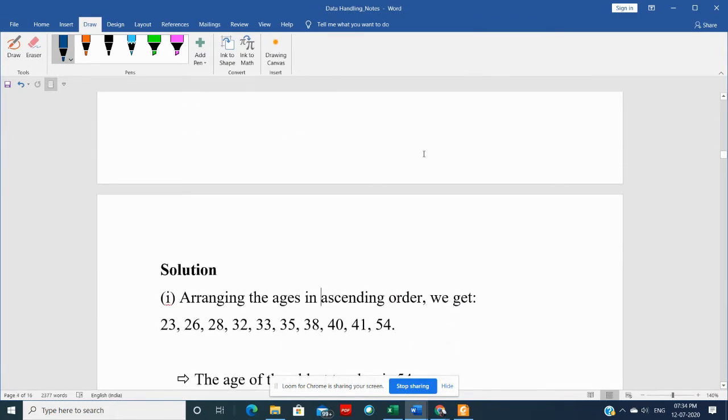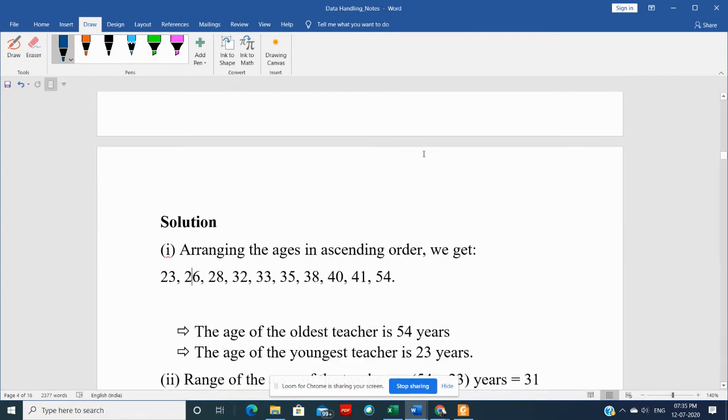So here I have arranged them in ascending order. By arranging them in ascending order, I've got these numbers. See, why ascending order? Because I can easily find out the lowest value, that is 23, and the highest value, that is 54. So it becomes very easy to tell that the age of the oldest teacher is 54, because that's the highest value. And the age of the youngest teacher is 23, because that's the lowest value in the given data. So first question का इस तरह से आंसर मिल जाएगा.